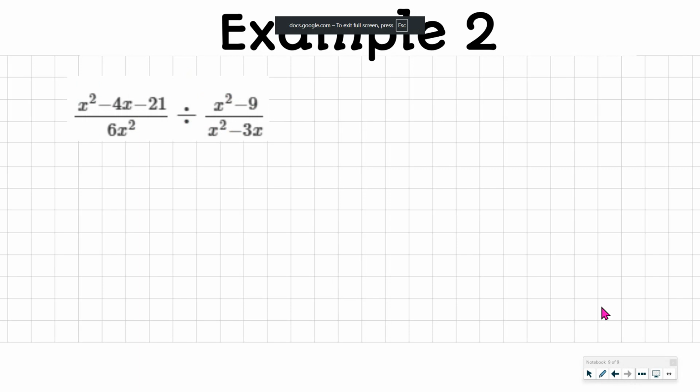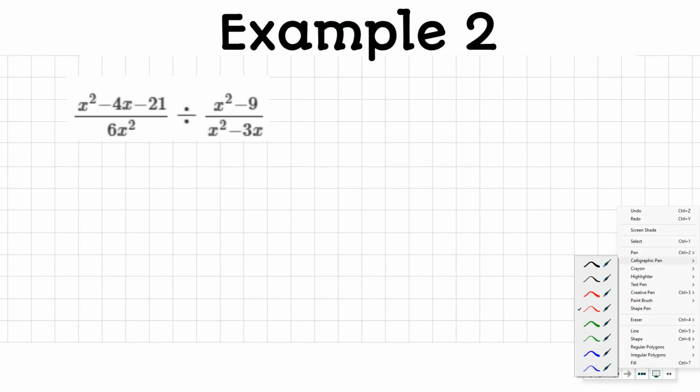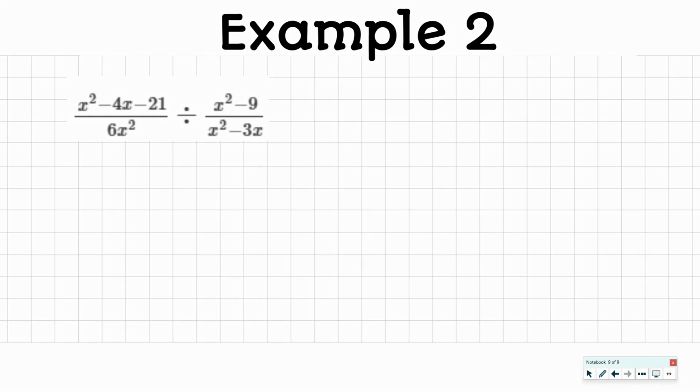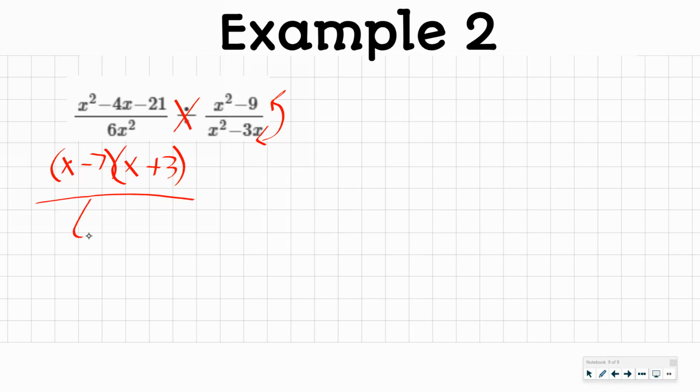Let's look at another example. Again, remember, keep, change, flip. So keep the first one, change the sign, and flip the second one. So I'm going to work on this first one here. X squared minus 4x minus 21 will factor down to the factors of 21 that add up to negative 4, which is negative 7 and positive 3. Negative 7 times 3 is negative 21. Negative 7 plus 3 is negative 4. And that's all over 6x squared.